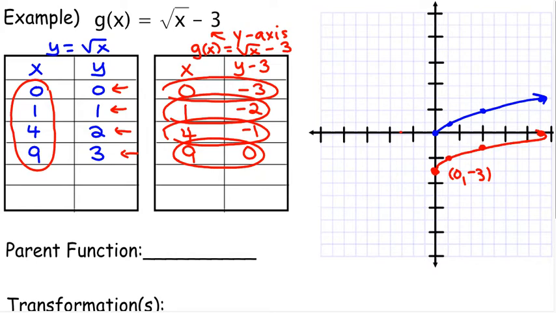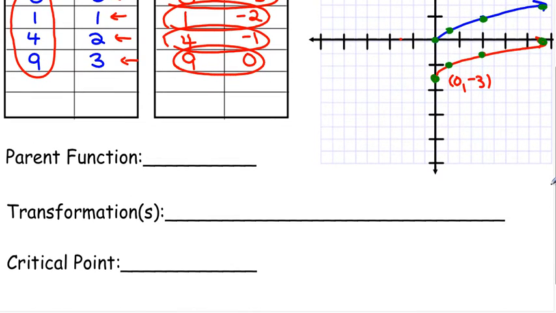Now notice each of these points is just shifted down 3 units. If this is the point, shifted down 3 units. If this was our next point, it shifted down 3 units. If this is our point, it shifted down 3 units. This point shifted down 3 units. All right. So now we've graphed our red function, which is our g of x function.